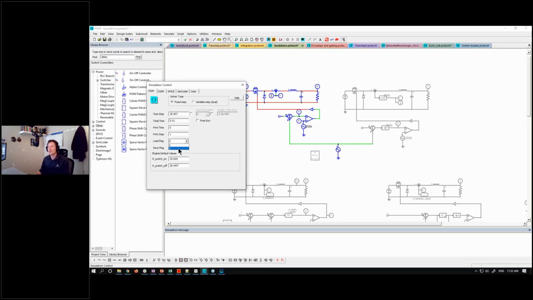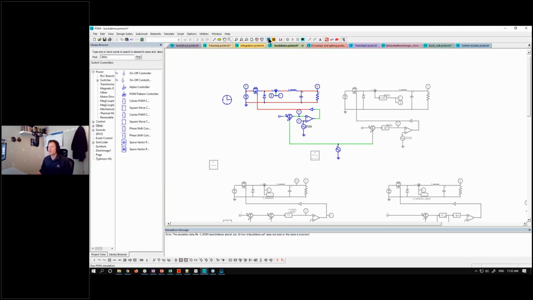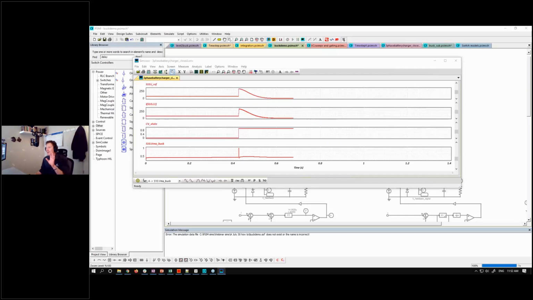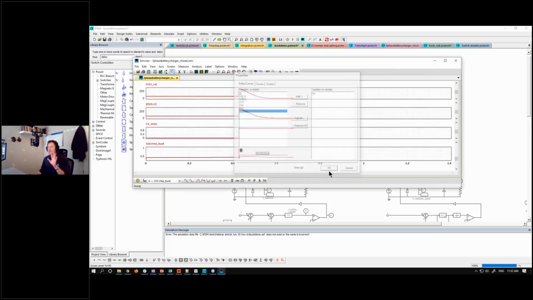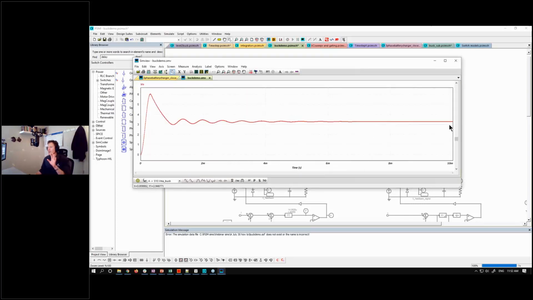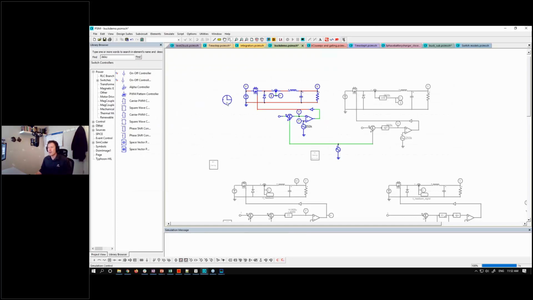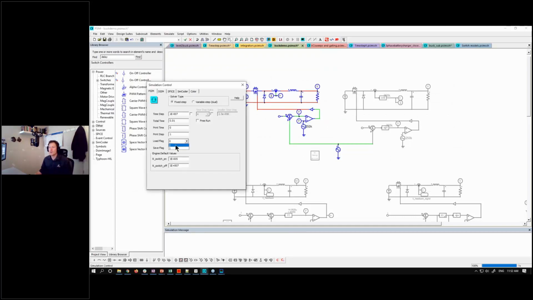So I'm going to use the load flag. So I'm going to run the simulation. Oh, sorry. I'm going to use this save flag first. What that's going to do is save the state of the simulation at 10 milliseconds. Okay? Then I can use the load flag.